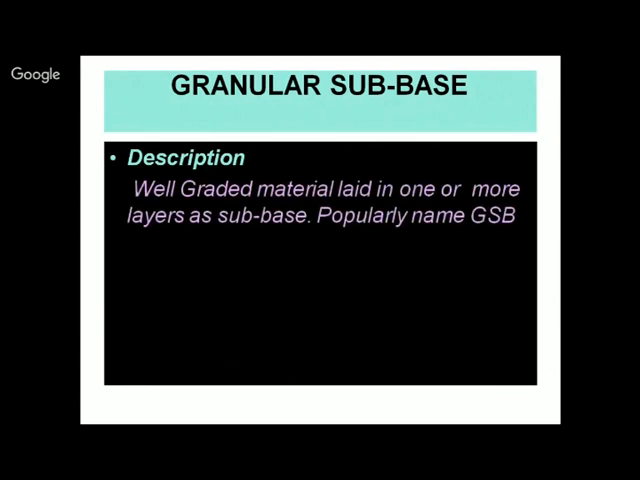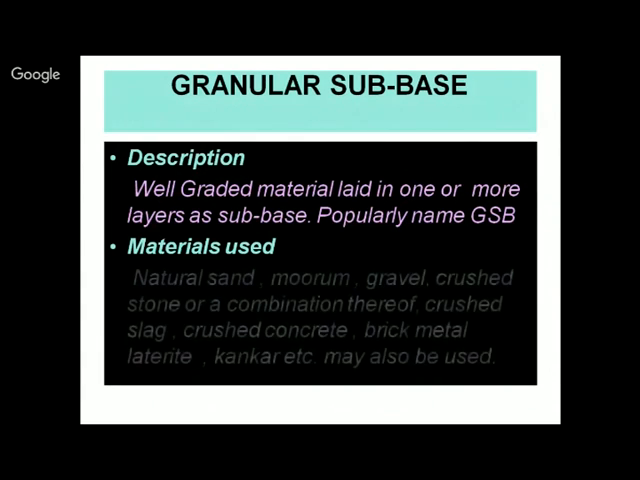Granular sub-base is a well-graded material which is laid in one or more layers as sub-base, and popularly it is called GSB. So in the field they use the term GSB, and when you say GSB it refers to a particular type of construction. Now we'll see what type of materials we are using in GSB and what its guidelines or specifications are, how the construction is carried out at the site, and after the construction how we are going to check the quality. First, let us see the materials.